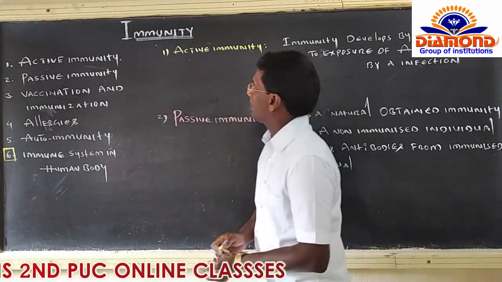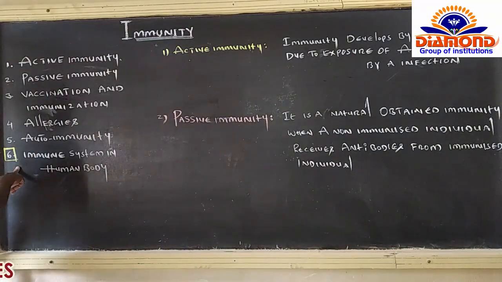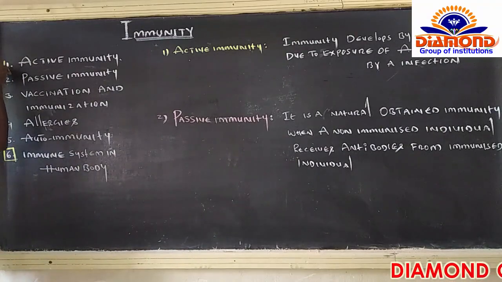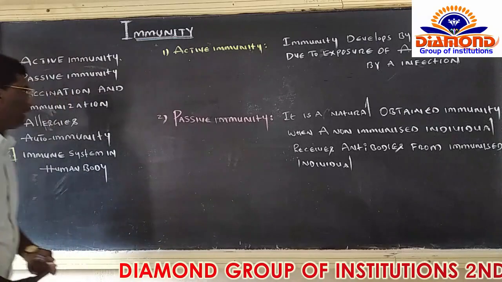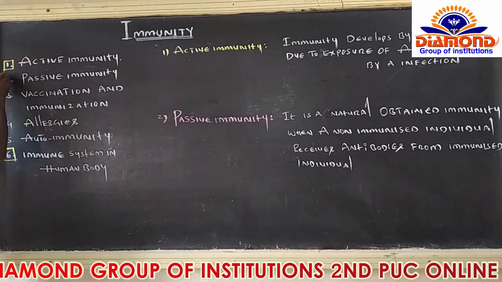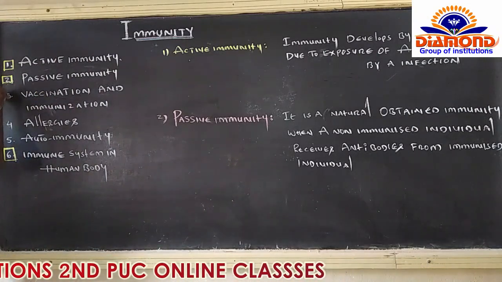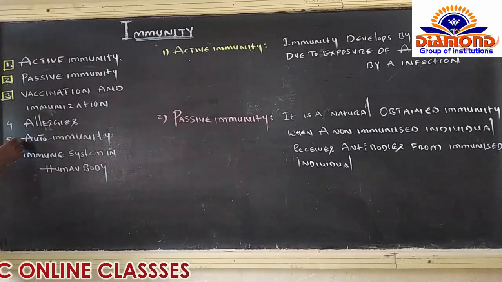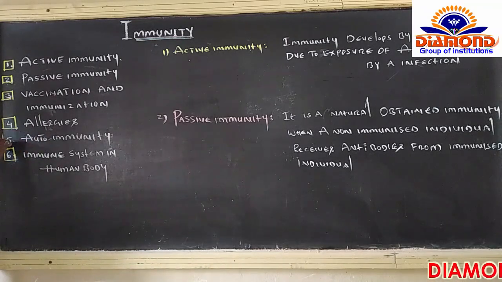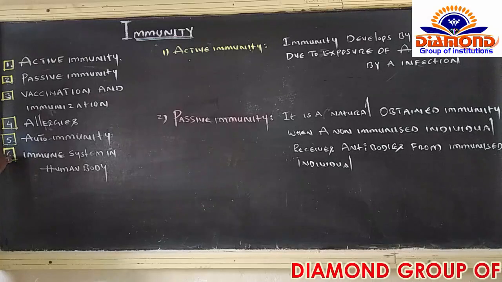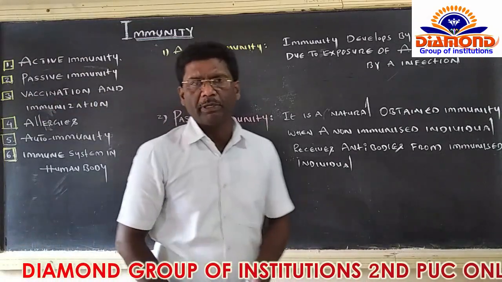Right. Now today in this class, in immunity, I would like to explain 6 important things. These 6 important things are: number 1 is active immunity. Right. And number 2, passive immunity. Right. Number 3, vaccination and immunization. Number 4, allergies. Number 5, autoimmunity. And lastly, immunity system in the entire human being's body.